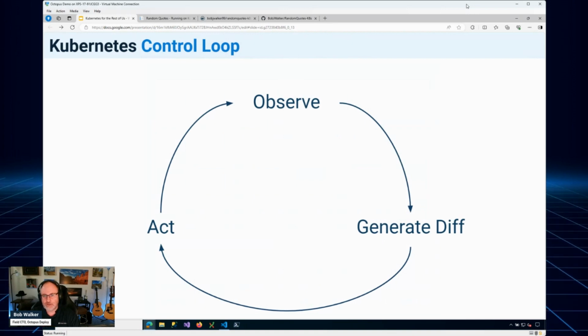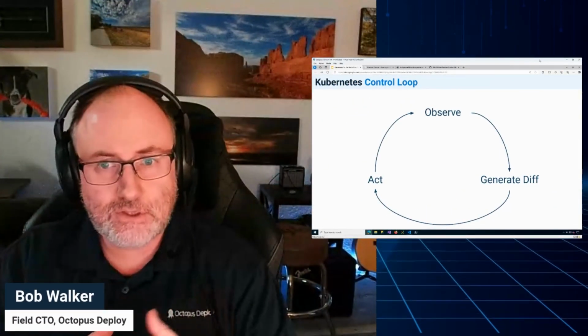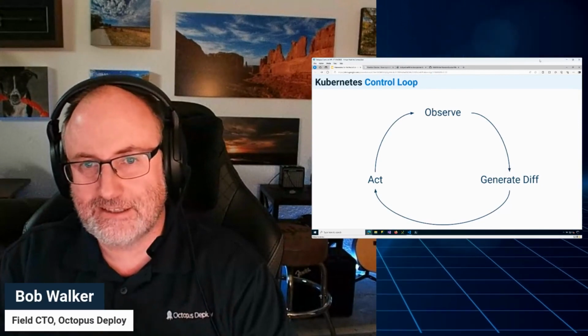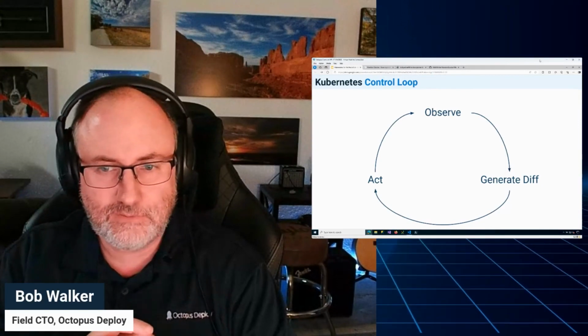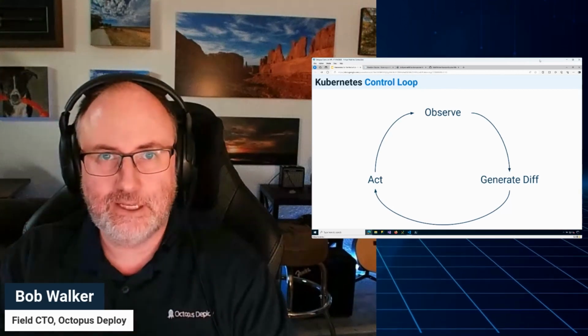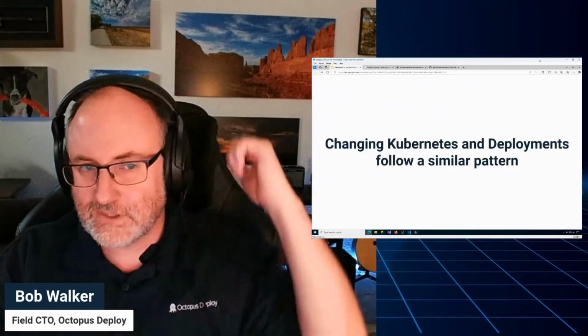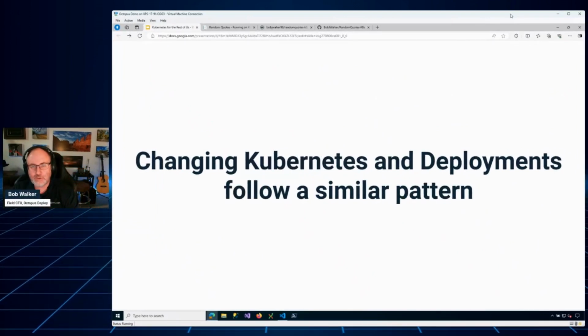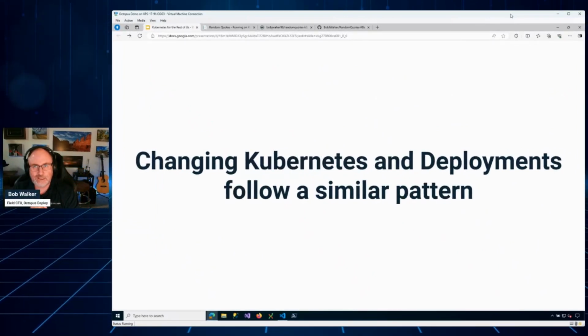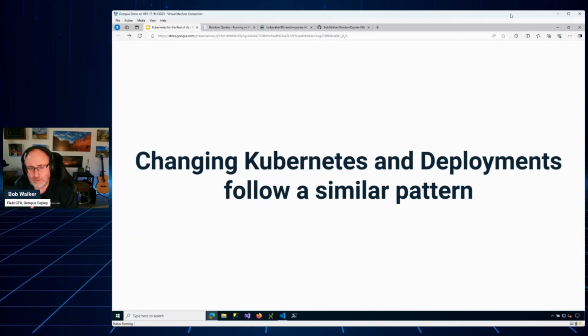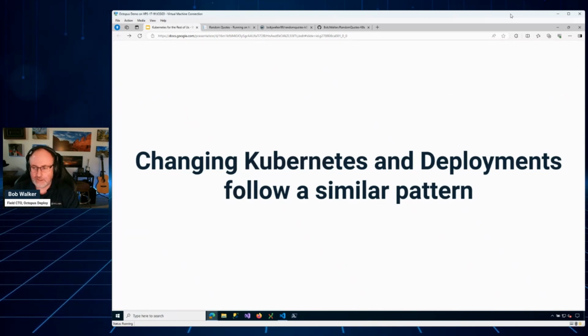So this is known as the Kubernetes control loop. This is a really important thing to understand as to how we make changes in Kubernetes. It observes the current state and compares it against the desired state. And then if there's any sort of difference, it will generate a diff, and then it'll act upon that diff. And so when we want to modify Kubernetes to host our application, what we're going to have to do is change that desired state. The reason why I'm bringing this up is because changing Kubernetes and deploying applications to Kubernetes follow a similar pattern. So once we get familiar with this, everything else should hopefully fall into place.